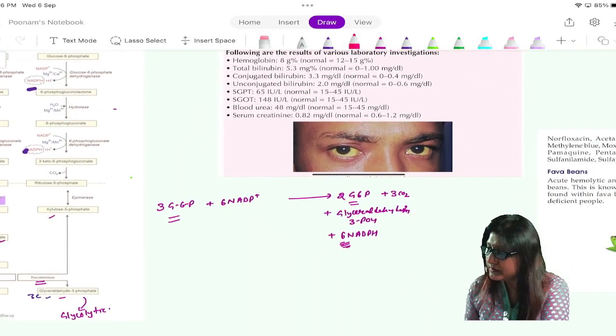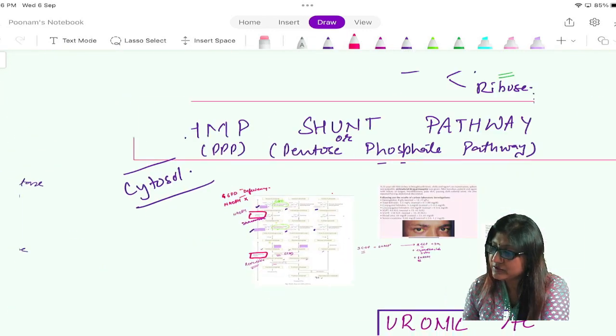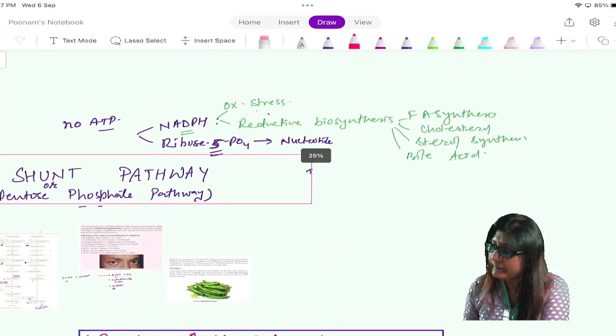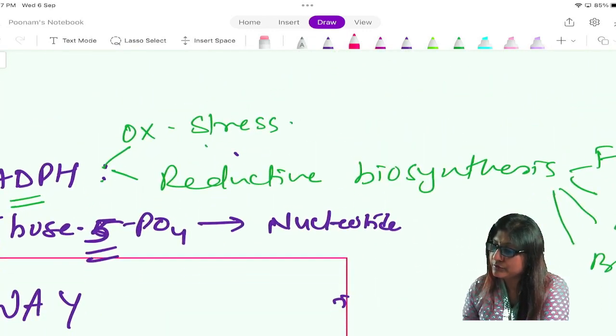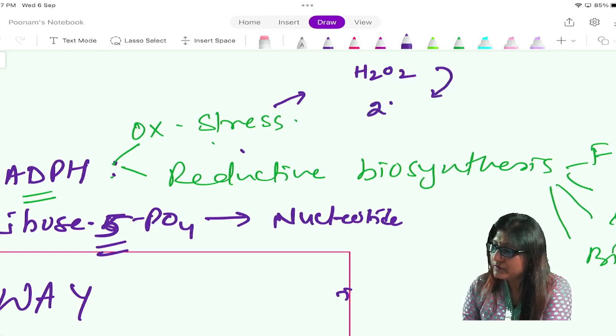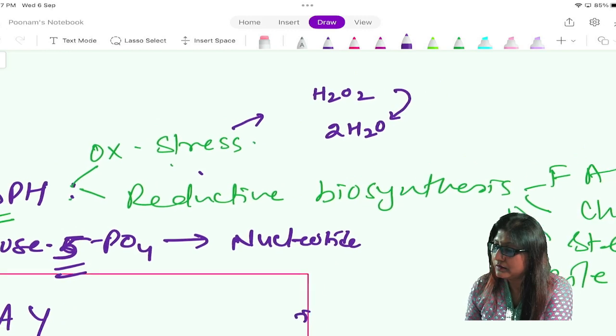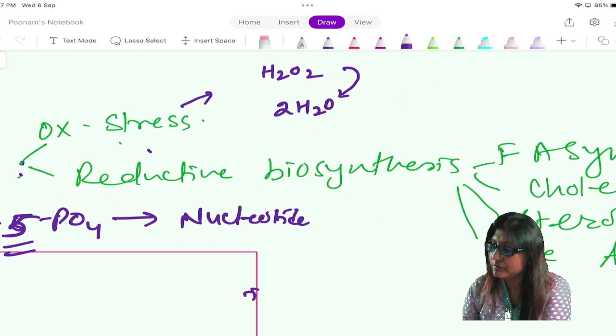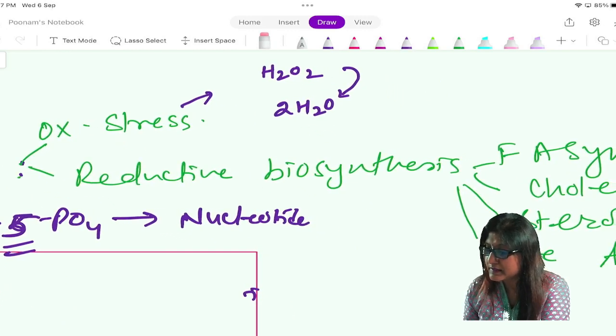So what happens? The oxidative stress is not being handled, and you see the H2O2 is going to damage the cell membrane. How is the oxidative stress being handled by NADPH? This is H2O2, which is generated in so many instances in the electron transport chain due to incomplete reduction of oxygen. This H2O2 needs to get converted to water.